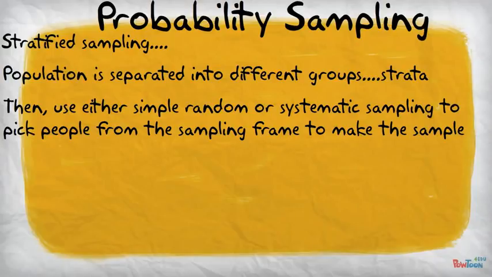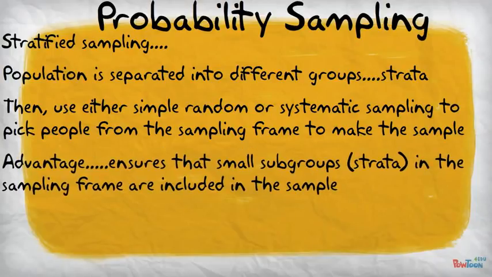The advantage of stratified sampling is that it ensures that small subgroups or strata in the sampling frame are included in the sample. Let's say that there's only 6 people in one of the fraternities. Stratified sampling makes sure that that small fraternity is included in the sample, that people from that fraternity are included in the sample.